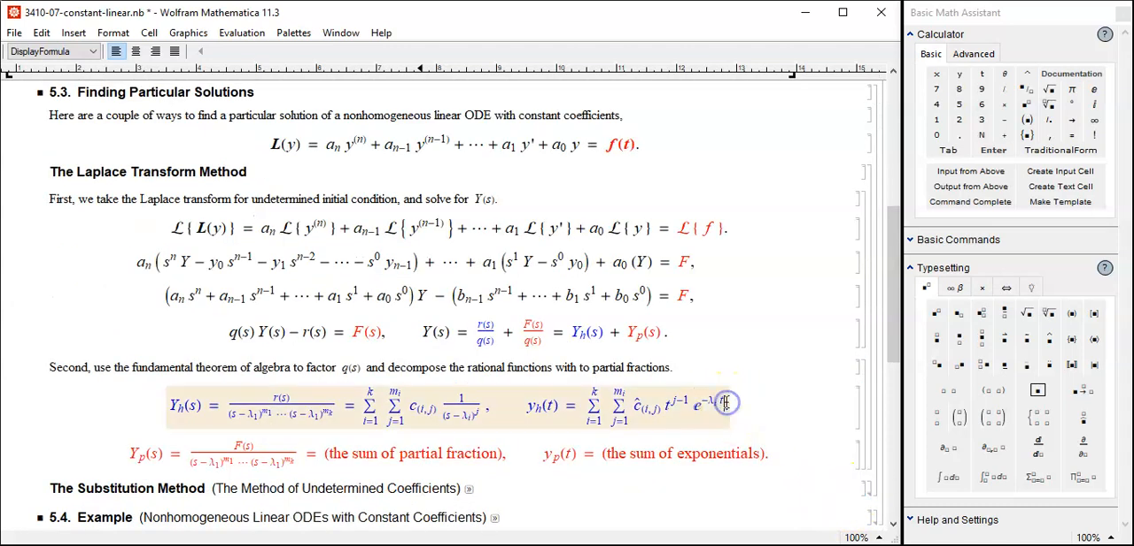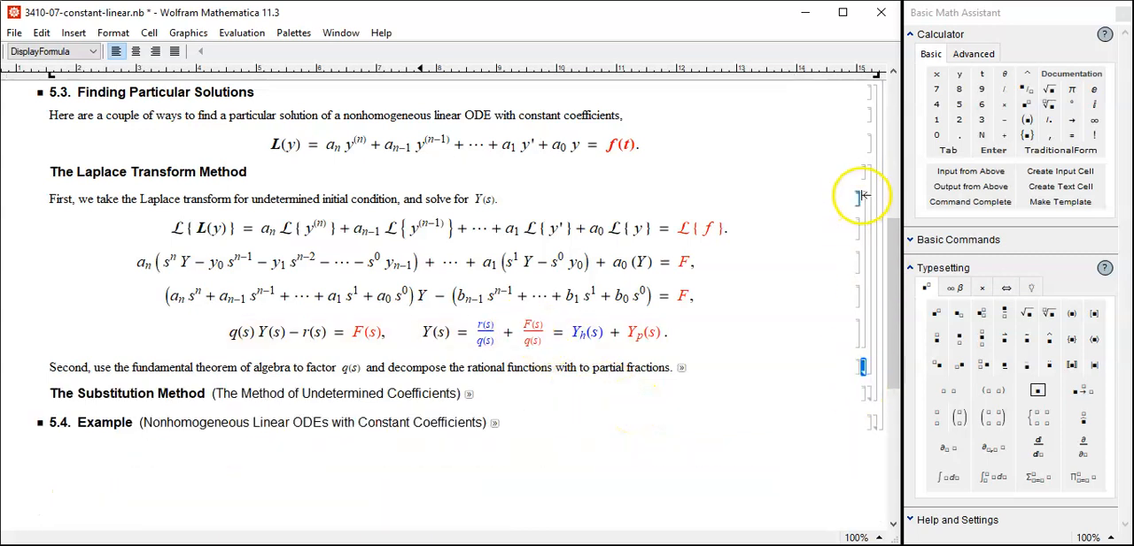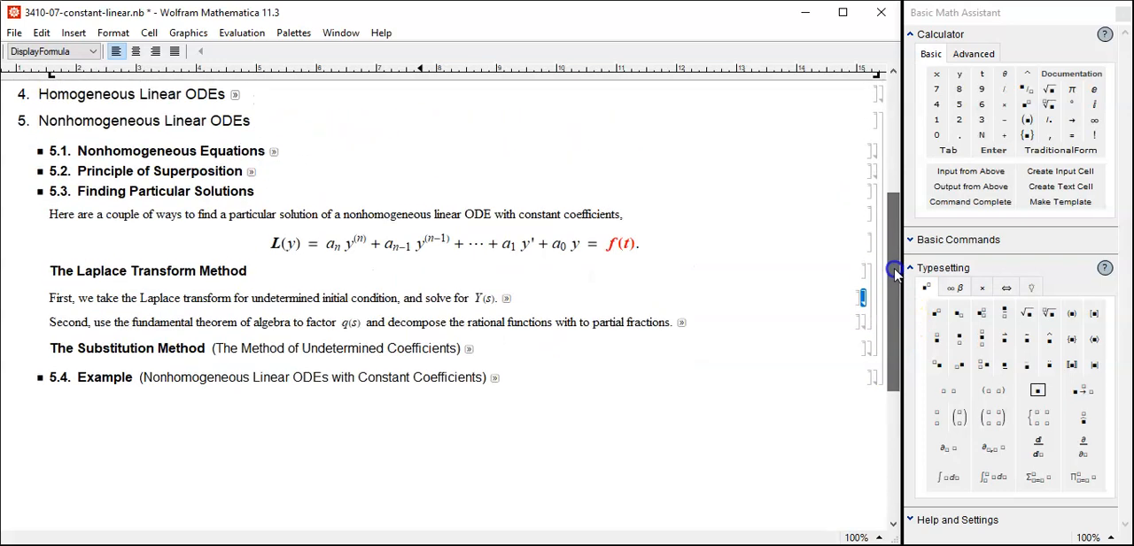So the homogeneous part will give you the same as before, same thing we did in section 4, and then this is new, the Laplace inversion of this capital F over Q part. Let's go to an example problem and do this.